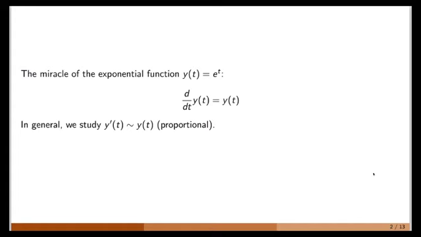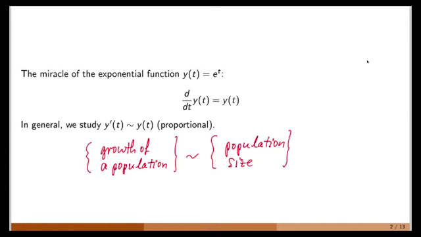In words, this means the following. It means the growth of a population is proportional to the population size. This means biologically that if we double, for example, the population size, then we double the growth rate. The more individuals we have in a population, the faster the population can grow. This is certainly a very reasonable assumption if the population is not too large.